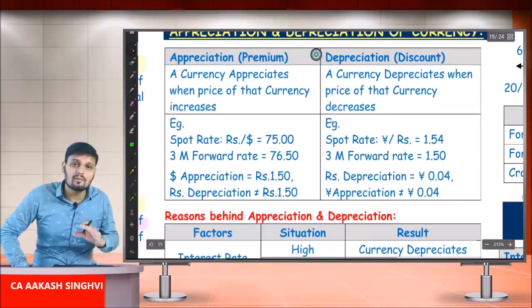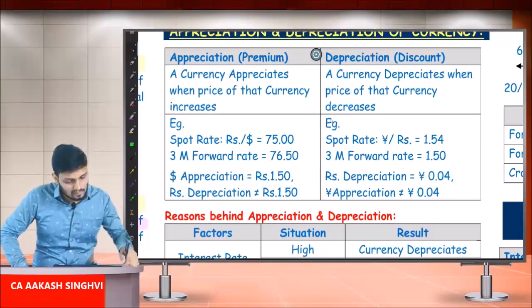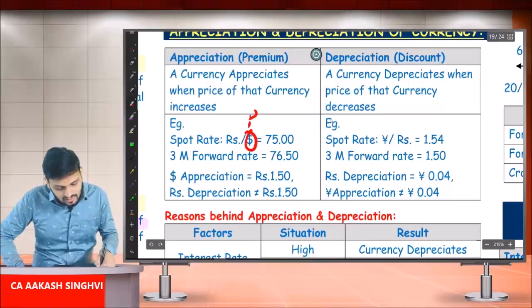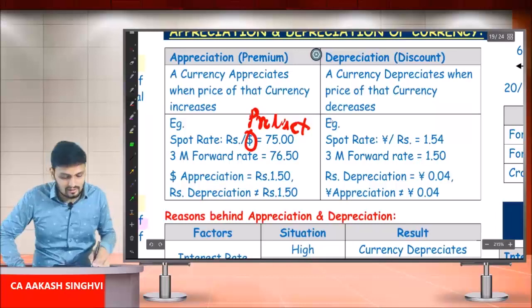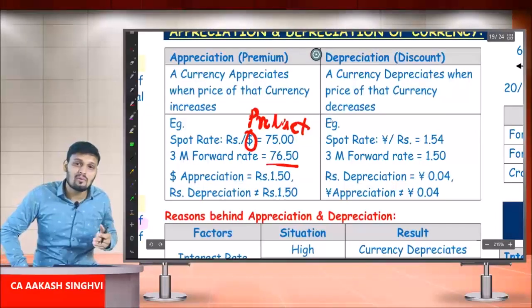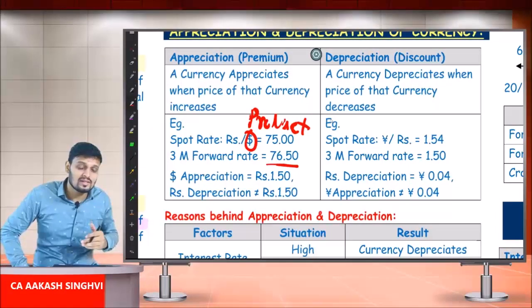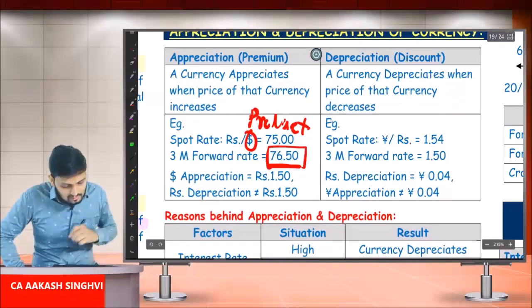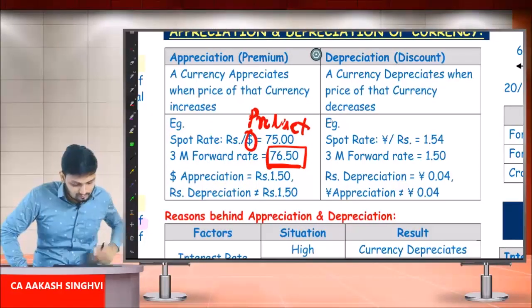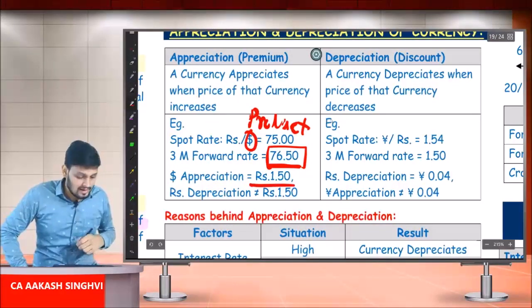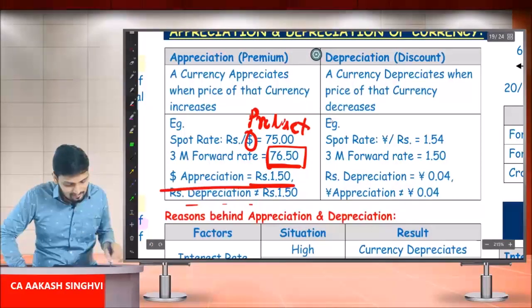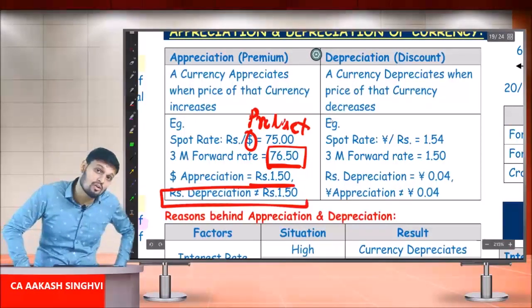So now is the dollar at a premium or is the rupee at a premium? See, whenever you are having such a case, assume this is the product, right? Dollar is the product here. So the product cost is increasing, correct? So is the product at a premium or is it in depreciation? Obviously the product is at a premium. Hence I can tell you here that the dollar is appreciating by 1.5 rupees, but it doesn't mean that the rupee is depreciating by rupees 1.5. No, it is not like that. We can never tell it something like this. Rupee depreciated by 1.5 rupees. It's not possible.